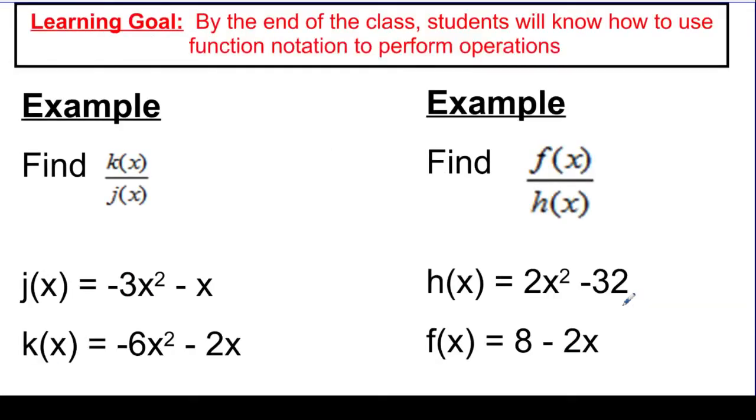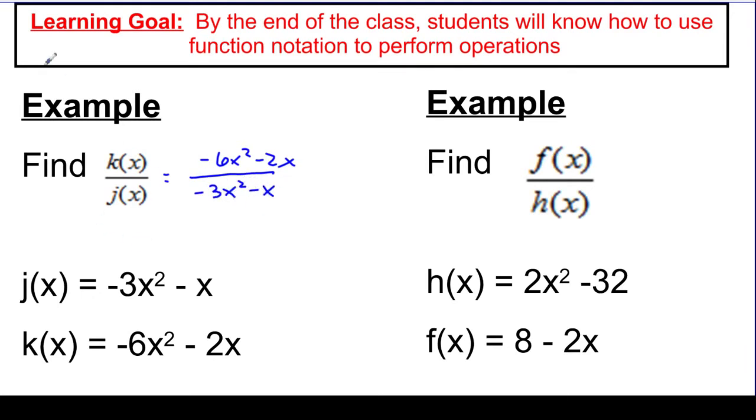All right, we have one more problem that we're going to do. In each of these problems, I'm giving you expressions. I'm giving you just a bunch of functions down here, j, k, h, and f. So this first one I'm saying use k and j. All right, here we go. K over j is going to be k on top, negative 6x squared minus 2x, and j on the bottom will be negative 3x squared minus x.